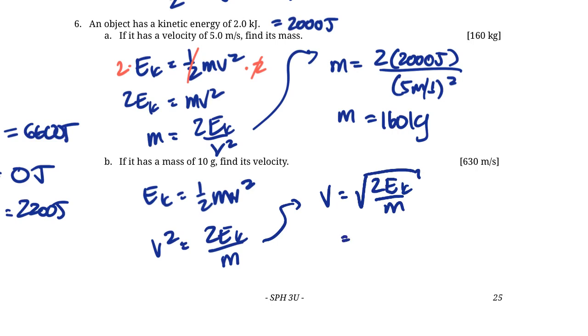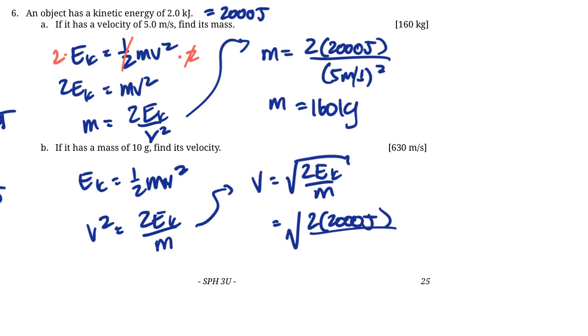There we go. If we plug in what we know, 2 times EK, which is 2,000 joules from up here at the top, from question 6. And then we're going to divide that by the mass, and the mass in this case is 10 grams. Oh, off to the side, let's convert that. 10 grams, we've got to divide by 1,000 to get it into kilograms. It's 0.01 kilograms. So there we go, 0.01 kilograms.